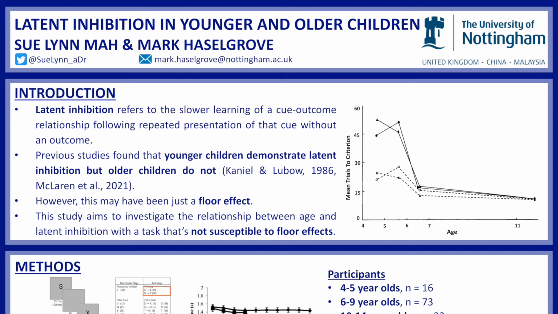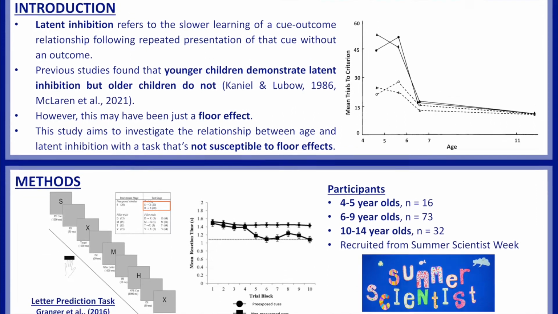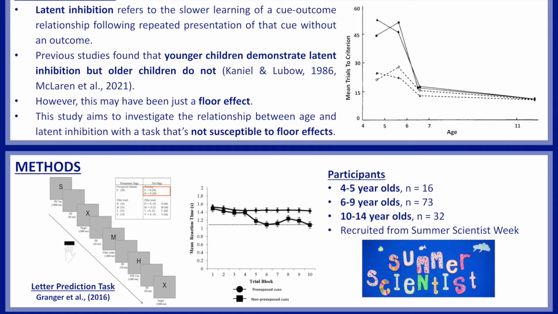For example, if we take a look at this figure, where the x-axis is the age and the y-axis is the mean trials to criterion, we can clearly see the floor effect from age 7 and above. This study, therefore, aims to investigate the relationship between age and latent inhibition with a task that is not susceptible to floor effects. An example would be the letter prediction task by Granger et al.